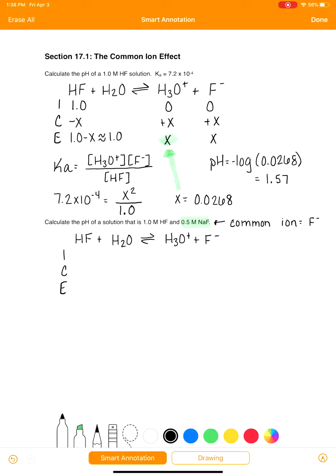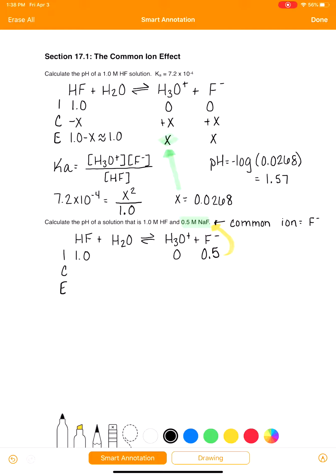And we're going to plug in our initial quantities. So our initial quantity of HF is 1. Our initial quantity of H3O plus is 0. And our initial quantity of F minus is 0.5. That's coming from this initial amount that we were given to start with.